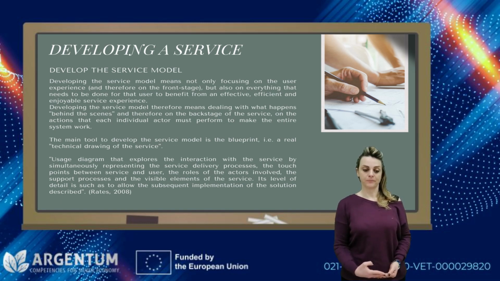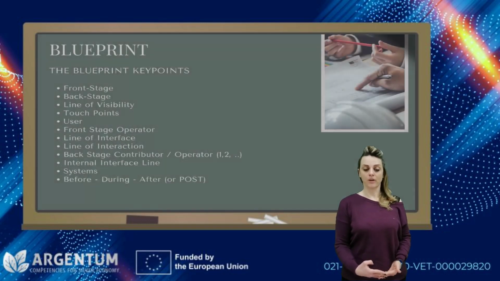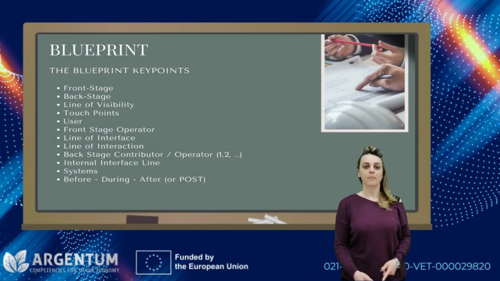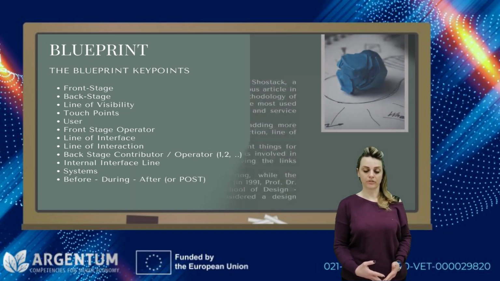in the service. The blueprint key points: front stage, backstage, line of visibility, touch points, user, front stage operator, line of interface, line of interaction, backstage contributor, operator. Internal interface line, systems, before, during, after, or post.